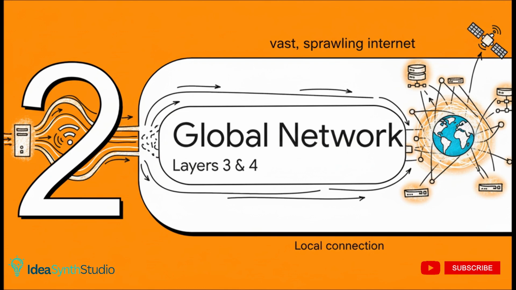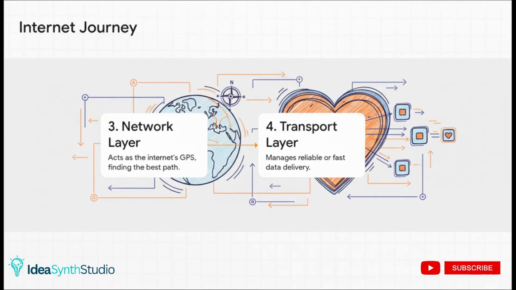So, we've got our local connection sorted. But how do we get data from your network out into the massive, sprawling internet? Well, this is where the real magic begins to happen. This incredible global journey is orchestrated by the next two layers up, the network layer and the transport layer. You could say that together these two really are the heart of the internet.